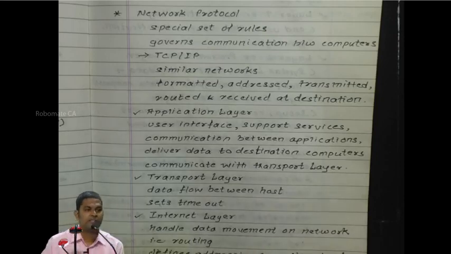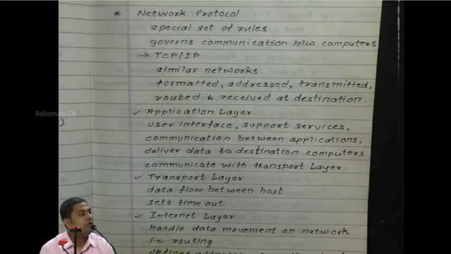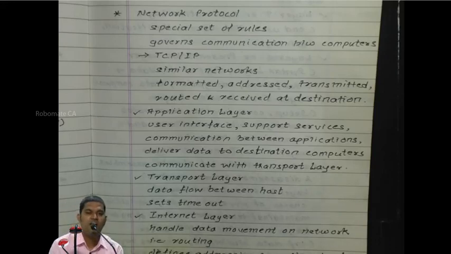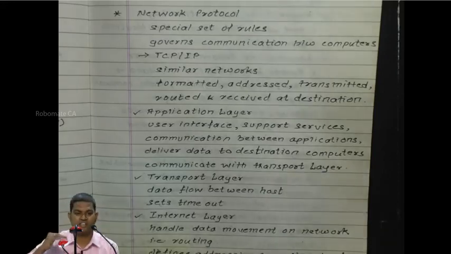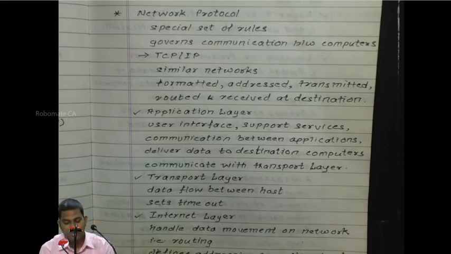And then, obviously, it has to interact with the layer below it. So the application layer is communicating with the transport layer. See, every layer communicates with each other. They have to do that. So the application layer ultimately will be communicating with the next layer. The layer below it is called the transport layer.